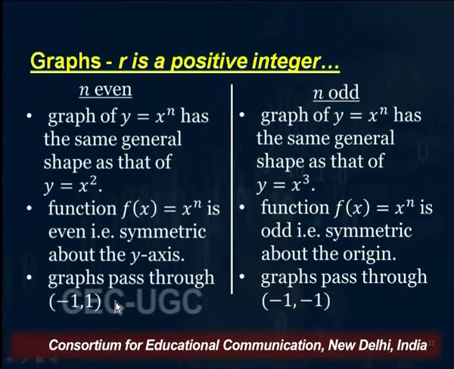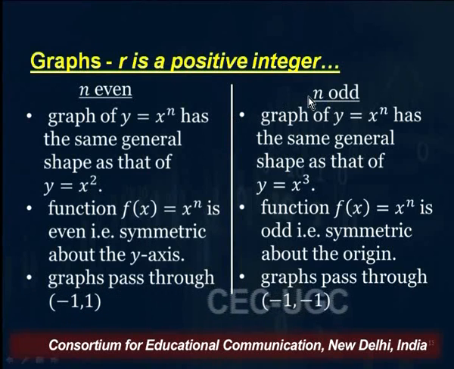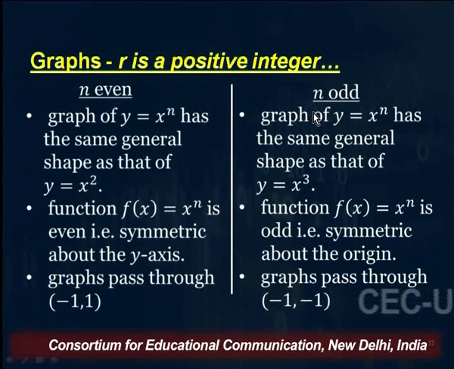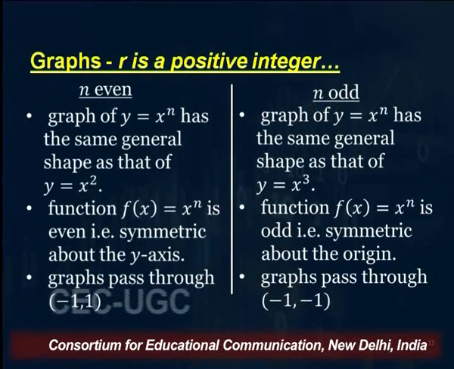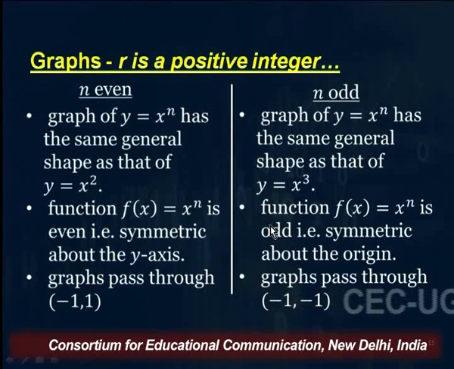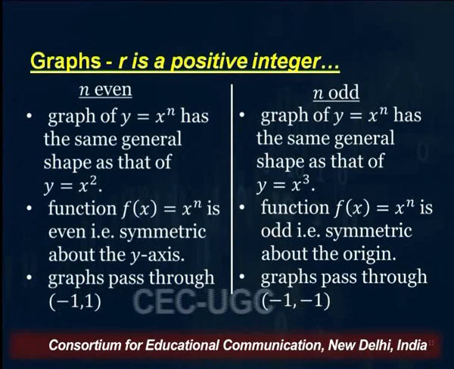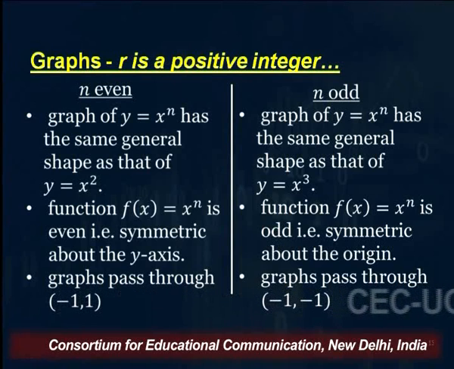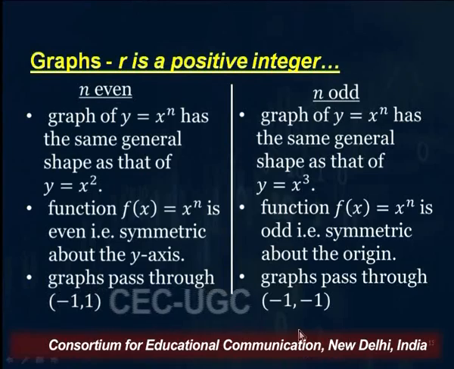And in contrast, when n is odd, the graph of y equal to x to the power n will have the same general shape as that of y equal to x cubed, and this is the case where the function f of x equal to x to the power n is said to be an odd function. This is symmetric about the origin, and that in turn implies that if the point 1 comma 1 lies on the graph, which is the case here, then the point minus 1 comma minus 1 will also lie on the graph. So I hope these features are clear.